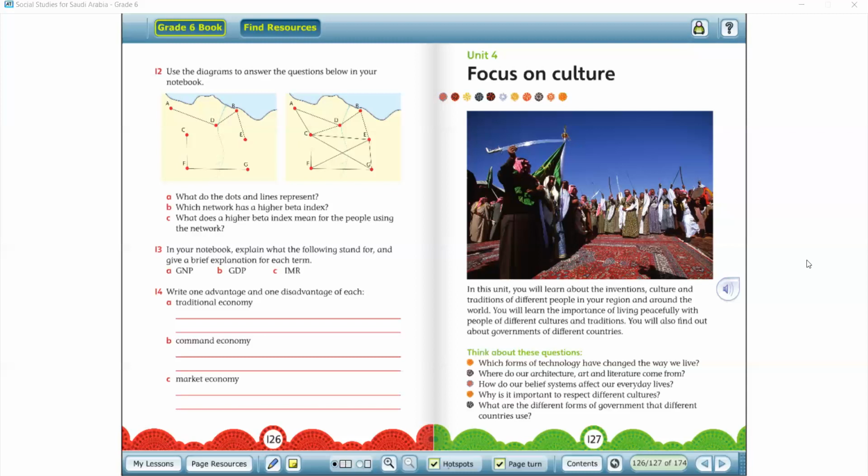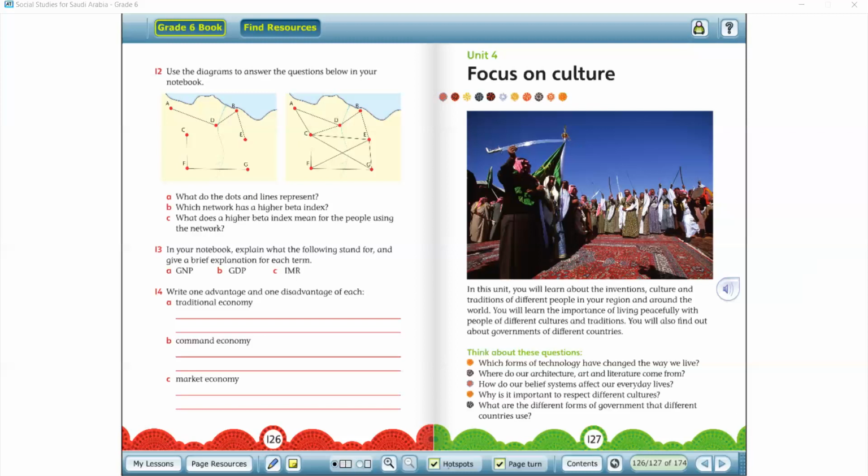So basically, you are going to learn about the culture of your region and other people. Okay, this is very straightforward and simple. It's giving the information. As we know already, guys, we need to respect each other's cultures. So we're going to learn about that. That's just the introduction for page 127.